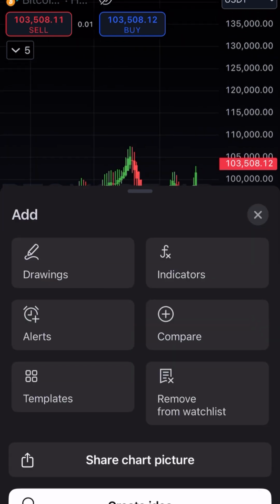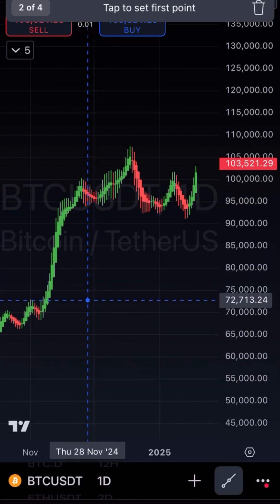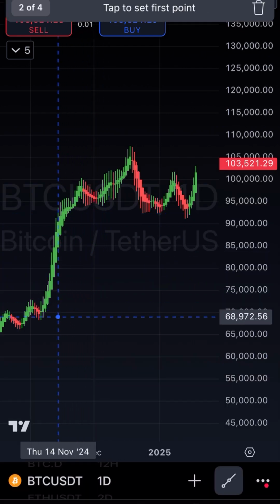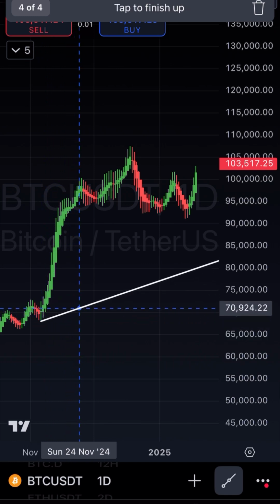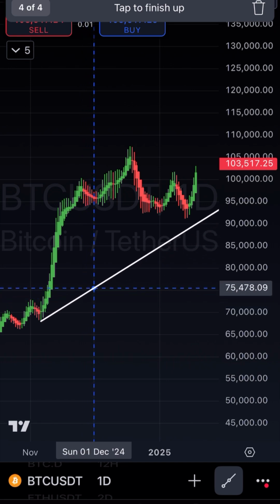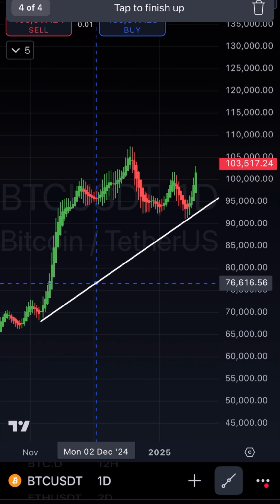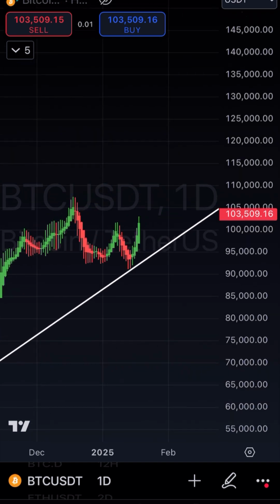So if we go down here to your drawings, the ray tool is what you need. So you want to find a low point, the lowest point, which would be right here. We see the wick stick out, so you hit there. And you just draw it out until it touches one of the other high wicks, which we see something happen right here. So this right here is your ascending trend line.